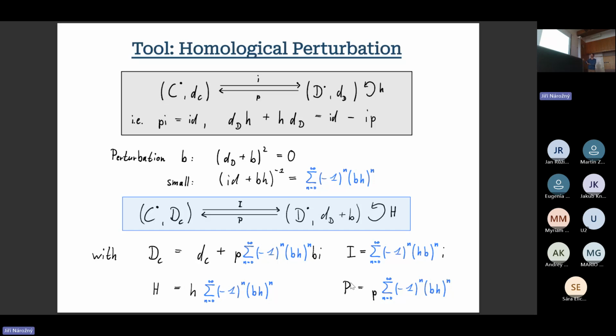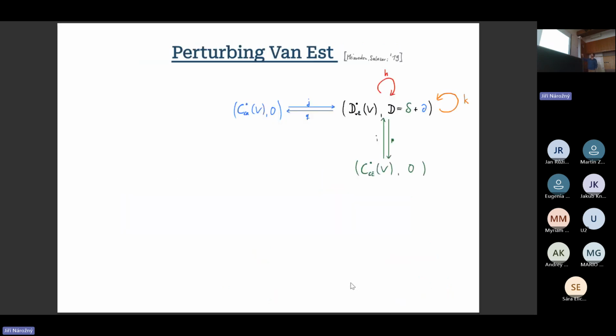Right? So you take just the old homotopy, perturb it, you take the old P, perturb it, you take the old I, perturb it, and for the differential you add again the perturbed version. Okay, you don't need to remember that, I just want to say these perturbations, at least in low degrees, you can write them down really by hand. They are really explicit. Okay, back to our situation from before.